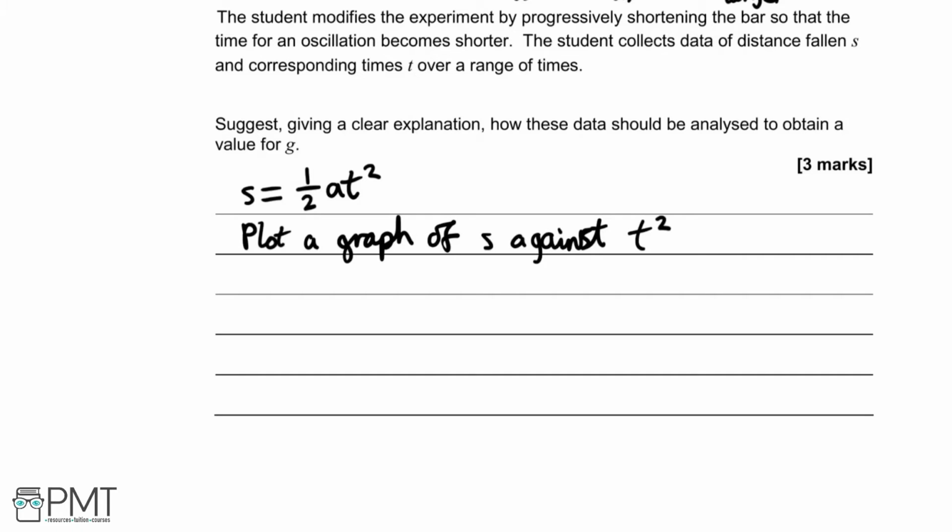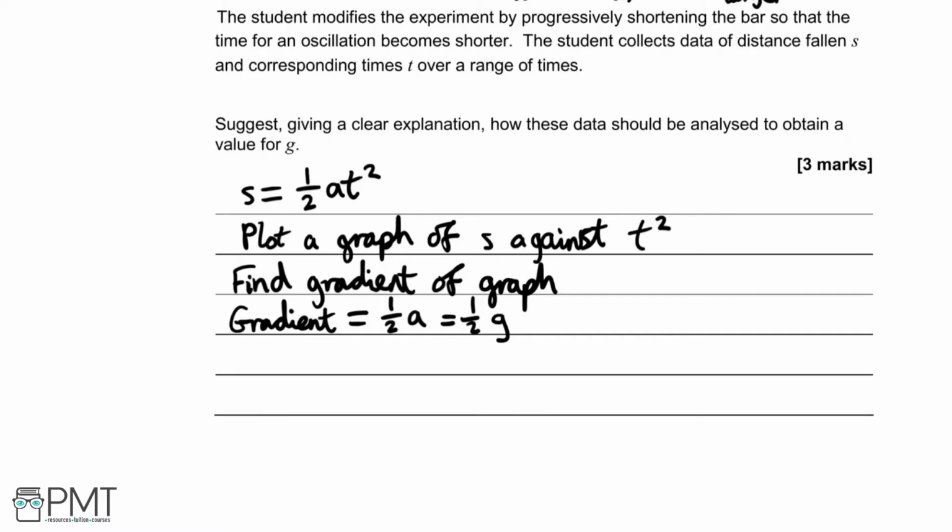Now, using that graph, we want to find the gradient, like I just said. If we put s on the y-axis and t squared on the x-axis, the gradient of that graph should be half a. So then your 3 marks for that question are the 3 latter points, not the equation at the top. Any of those points missed and you would lose a mark, although it would be unusual to miss the 2nd mark but get the 3rd mark because you're talking about a gradient of a graph. So it's likely that you'll either get 1 mark or 3 marks in this question, but be as clear and as specific as you can.